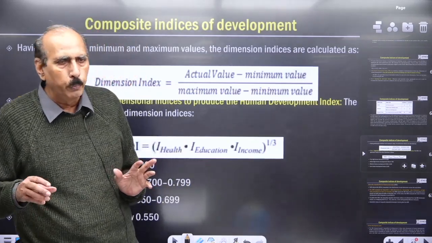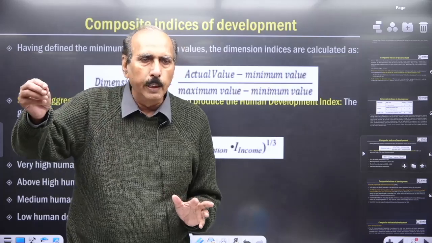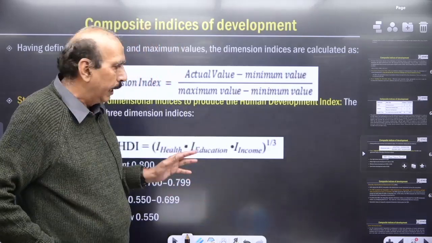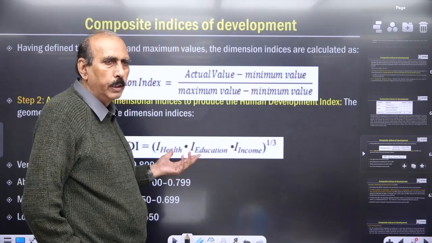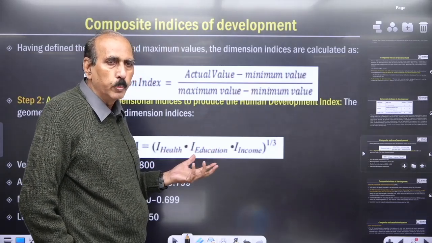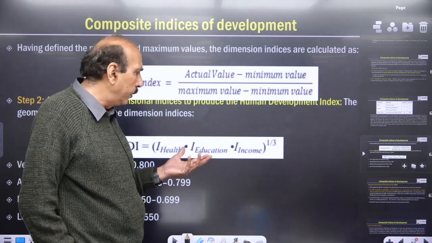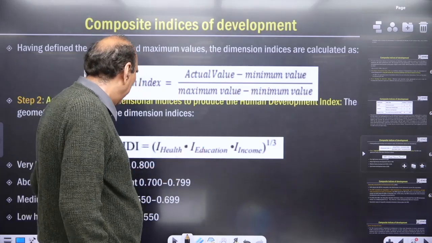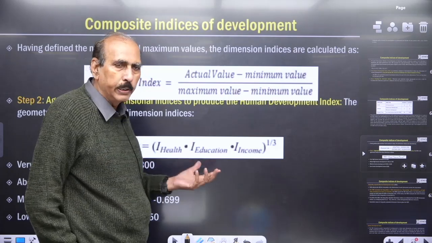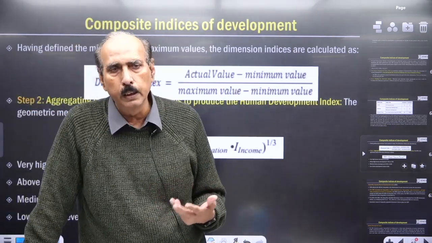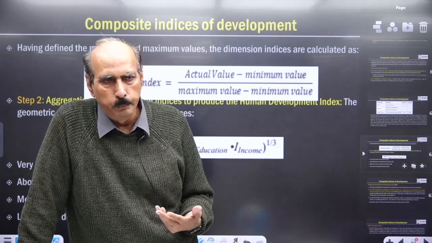The value of HDI will be on the 0 to 1 scale. If HDI is 0, no human development, the value will be 0. If maximum human development, the value will be 1, or you are somewhere between 0 and 1. Therefore, if you have a value of 0.8 and above, you are considered a highly human developed country.